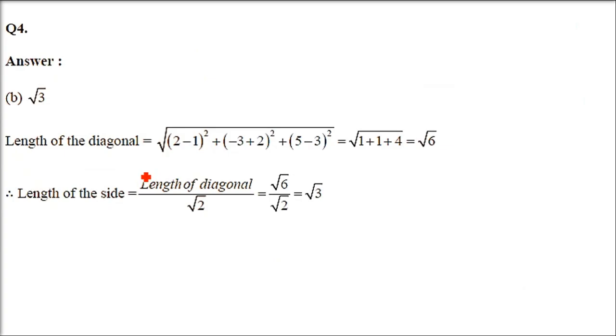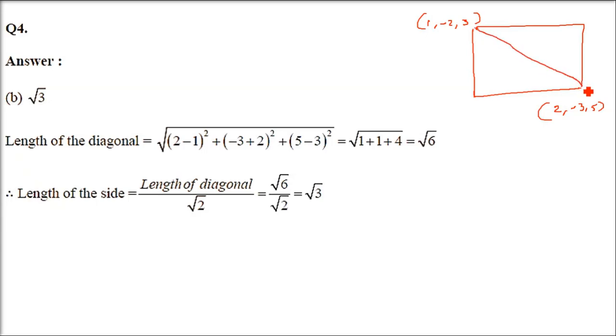Question number 4. The extremities of the diagonal of a square are (1, -2, 3) and (2, -3, 5). Then the length of the side is. So let us make a shape, and two of the points at the ends of the diagonal are given: (1, -2, 3) and (2, -3, 5). First we will find the distance: 2 minus 1 whole square, minus 3 minus 2 whole square, and 5 minus 3 whole square.